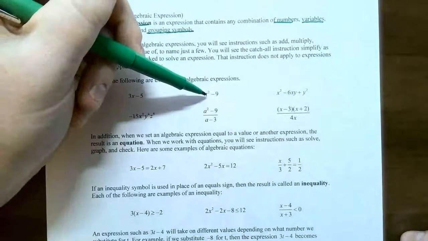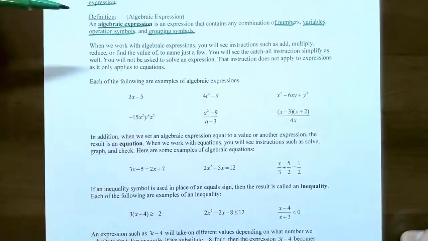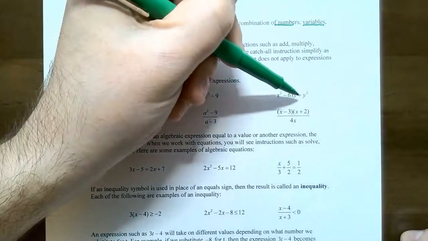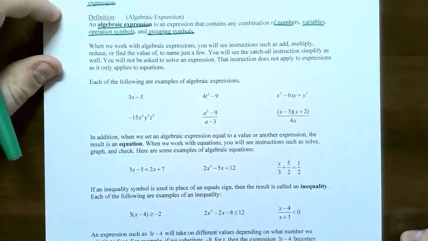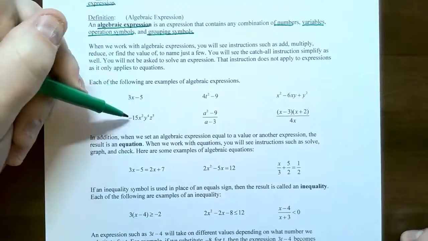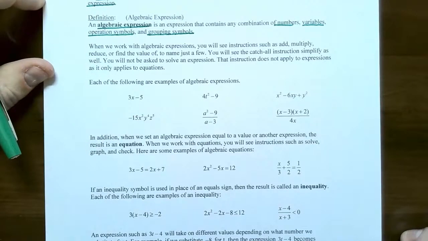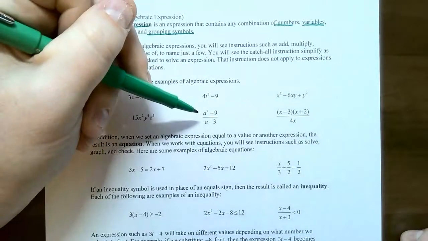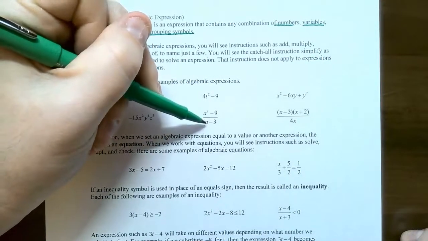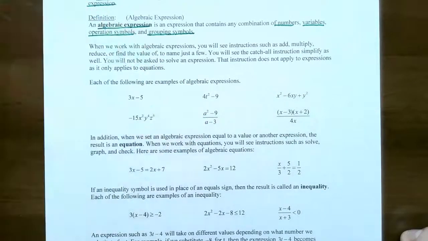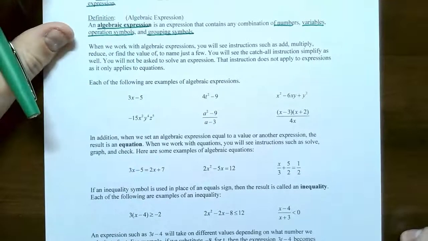4 times t squared subtract 9. That's an algebraic expression. X squared subtract 6xy plus y squared. We'll see that later in the course. Negative 15x squared y to the 4th z to the 5th power. That's an algebraic expression. Even fractions. A squared minus 9 divided by a subtract 3. Now that's an algebraic expression. You're not solving anything. It's just an algebraic expression.